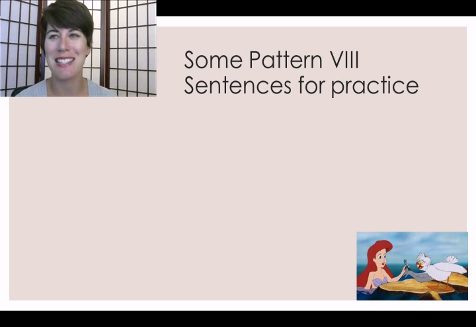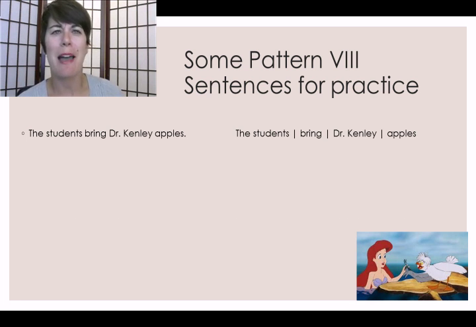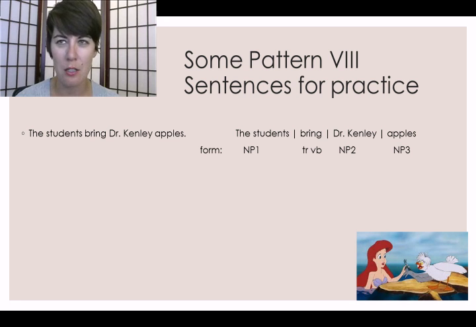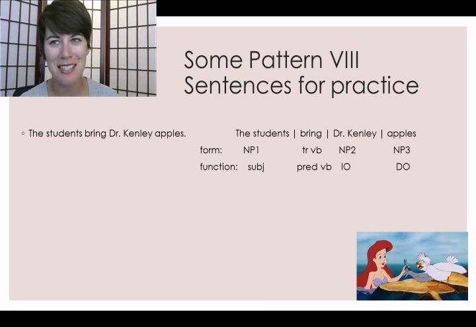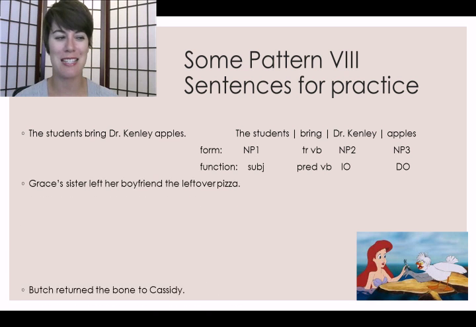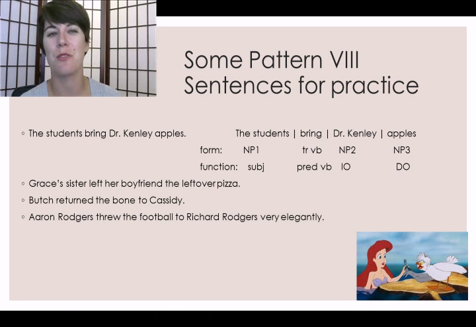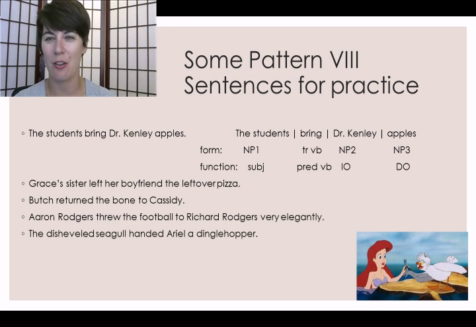There are a few sentences for practice with pattern 8. Here's a pattern 8 sentence. The students bring Dr. Kenley apples. How sweet. In form, the students is NP1, bring is our transitive verb, Dr. Kenley is NP2, and apples are NP3. In function, the students are the subject, the predicating verb is bring, Dr. Kenley is the indirect object, the one receiving the apples, and apples are the direct object, the thing the students bring. There are a few more sentences for you to practice with in terms of form, function, and diagramming.